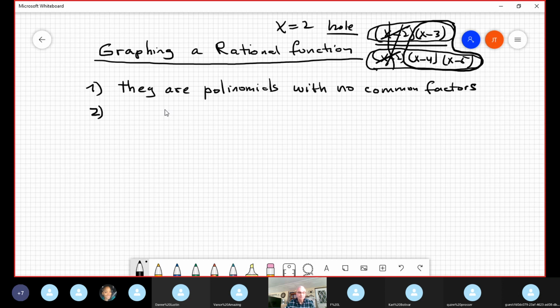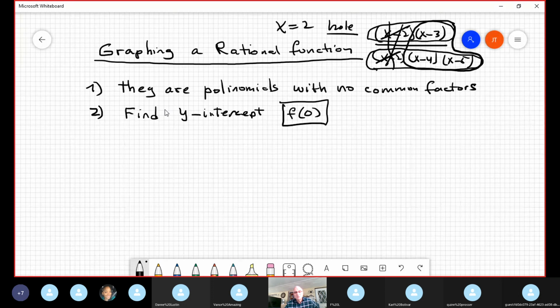Number two step is find a super important point. Find the y-intercept. A super important point. And what is the formula to remember for the y-intercept? Well, using function notation, evaluating at zero. End of the story. It's the formula to find the y-intercept. Okay?